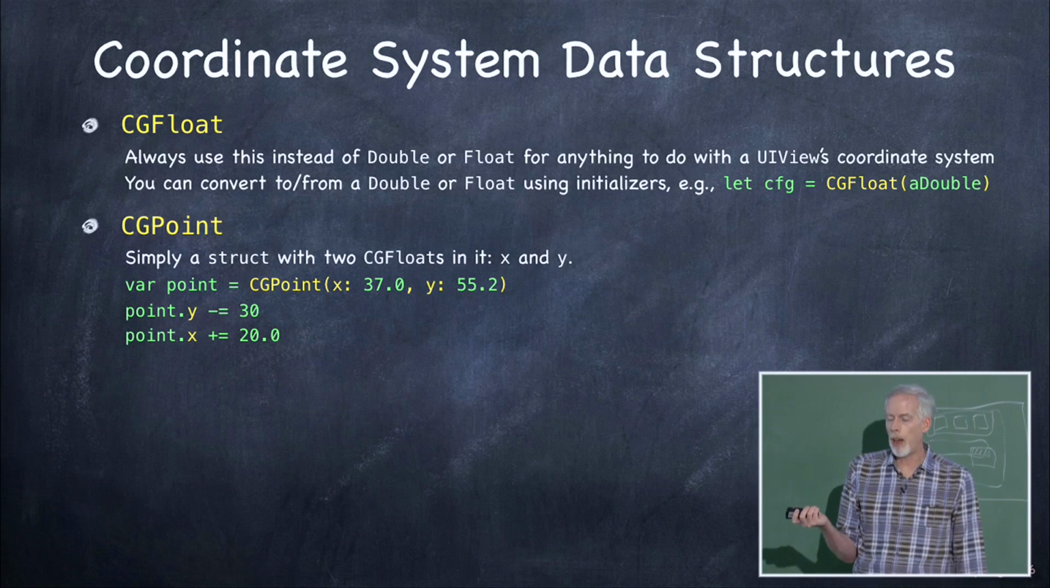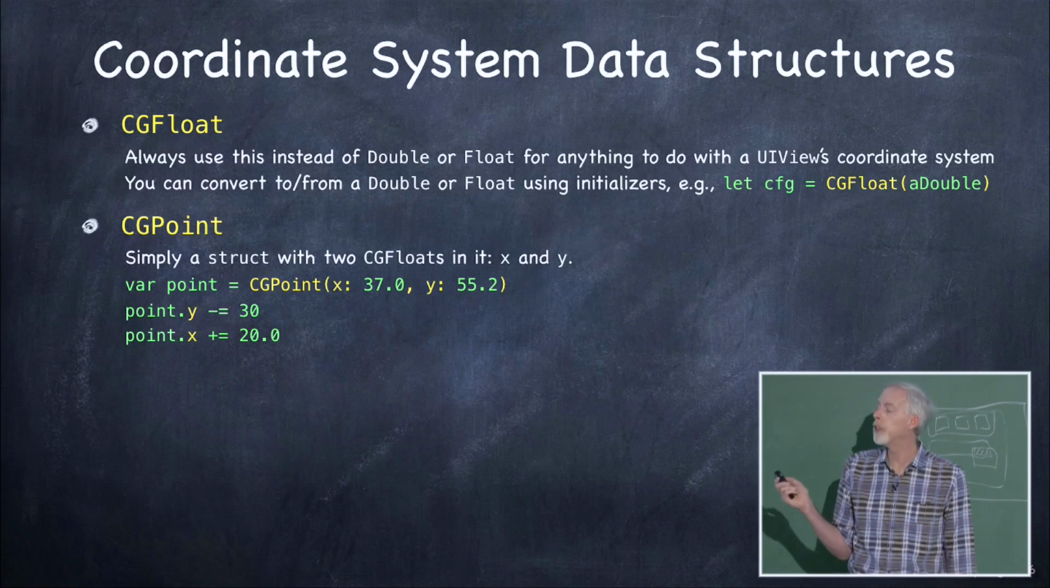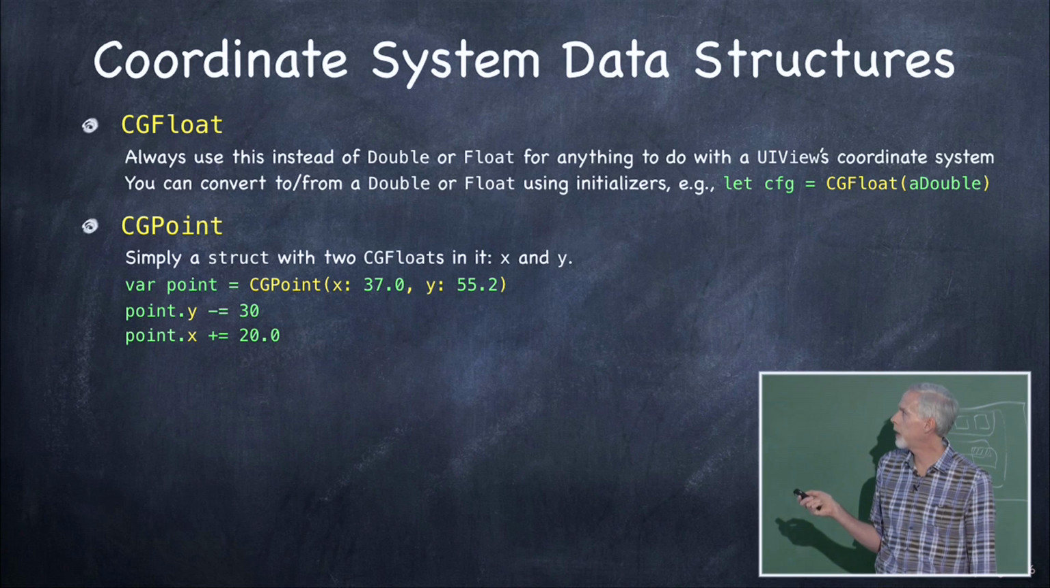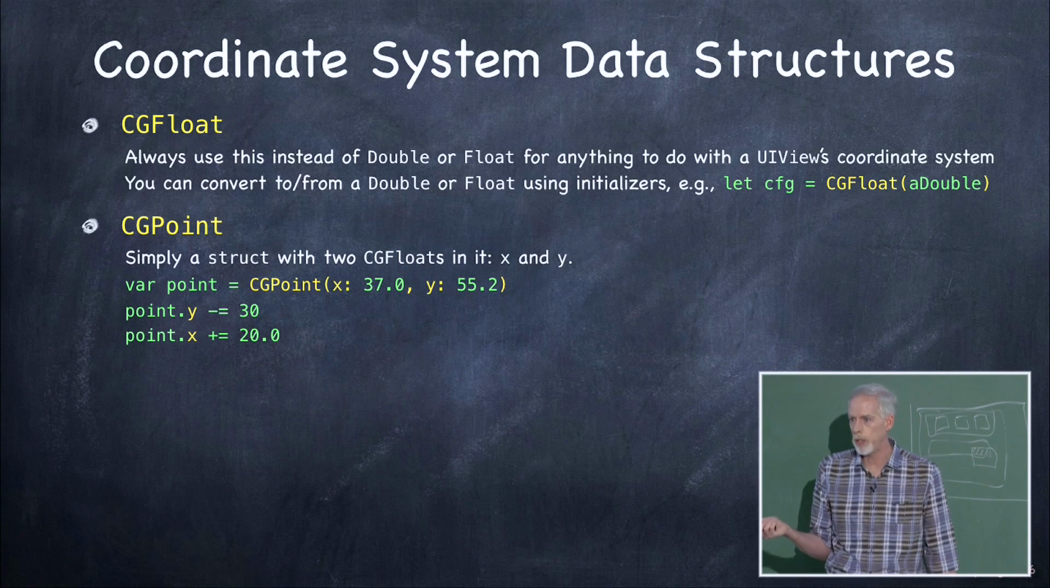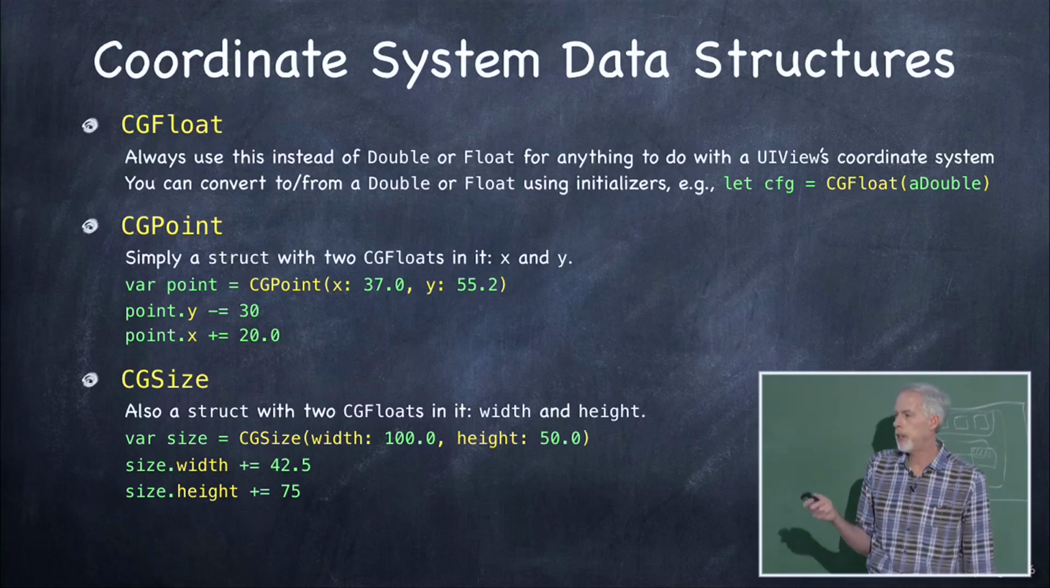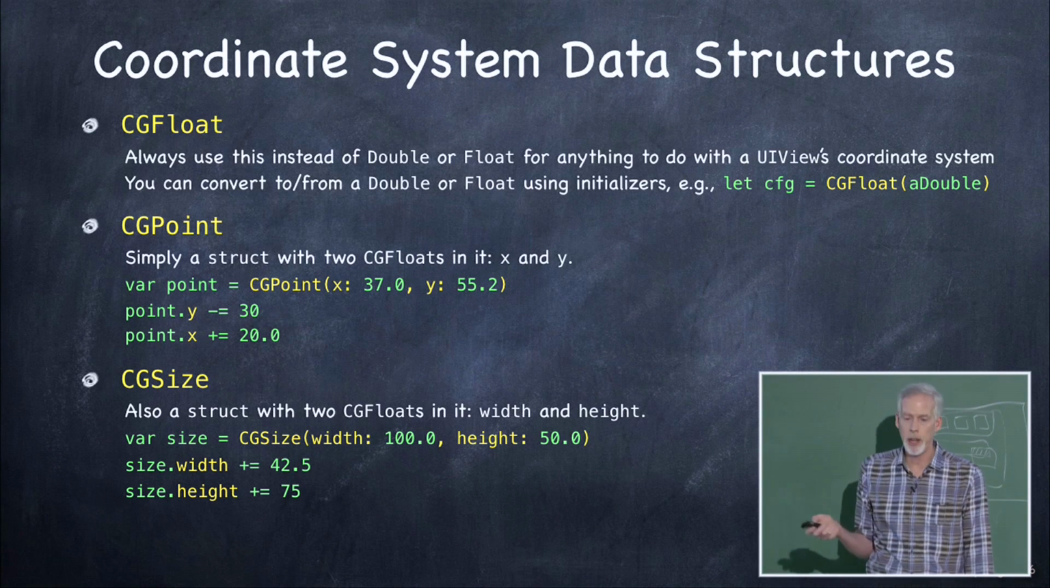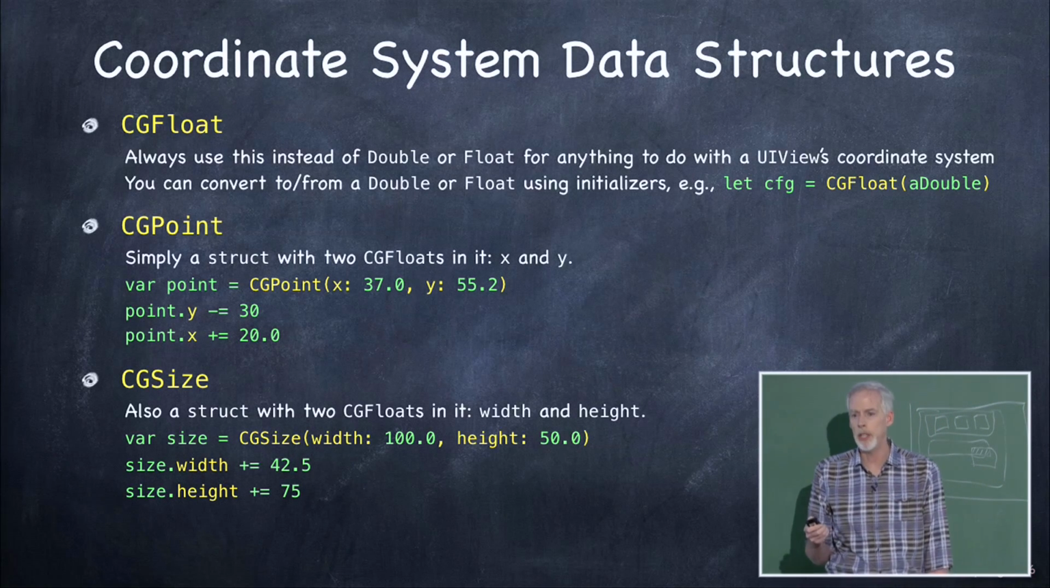There's a couple other obvious structs. There's a CGPoint that just has two vars in it. One is the x and one is the y, right? That represents a point. And then a CGSize, same thing, a struct with two things, a width and a height. Okay, those are easy.